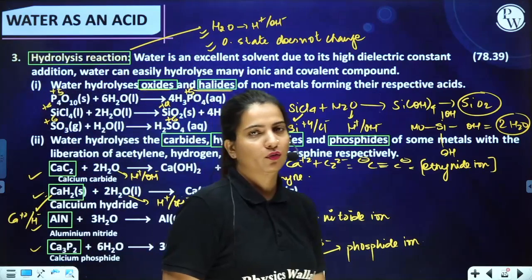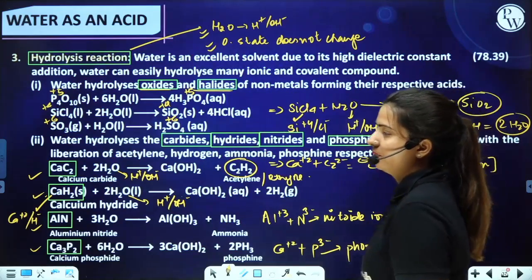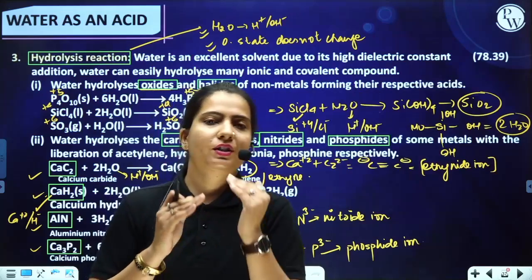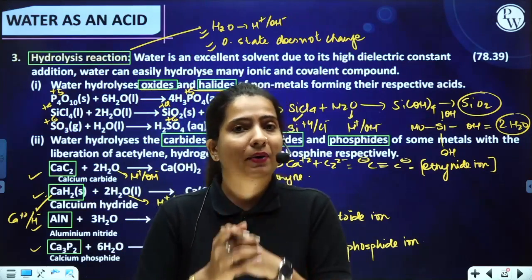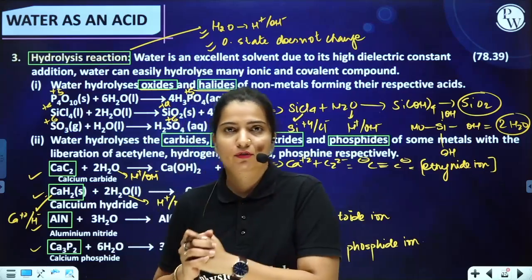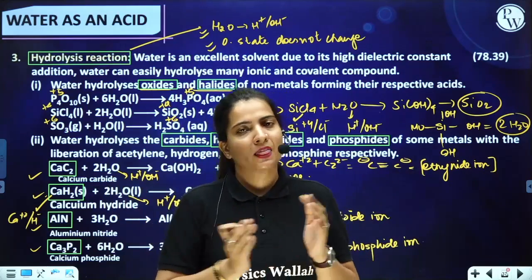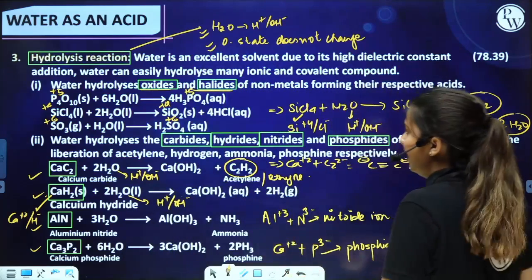So hydrolysis of all of these compounds is taking place with the help of the water. Hydrolysis is something in which water breaks itself into H positive and the OH negative ion. The respective compound which is undergoing hydrolysis breaks itself into the positive and negative part. They interchange, they undergo the double displacement reaction, positive, negative, and you get the product as a result. Okay.